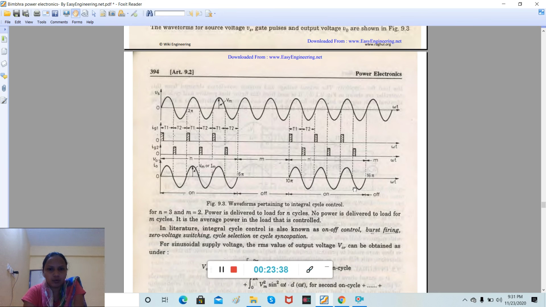Now we have clearly understood the AC voltage controller, also called an AC voltage regulator, because here we control the AC voltage supply. That means we convert the fixed AC voltage directly to a variable alternating voltage without change in frequency. Integral cycle control is also known as on-off control, burst firing, zero voltage switching, cycle selection, or cycle syncopation method. This is all about the AC voltage controller.